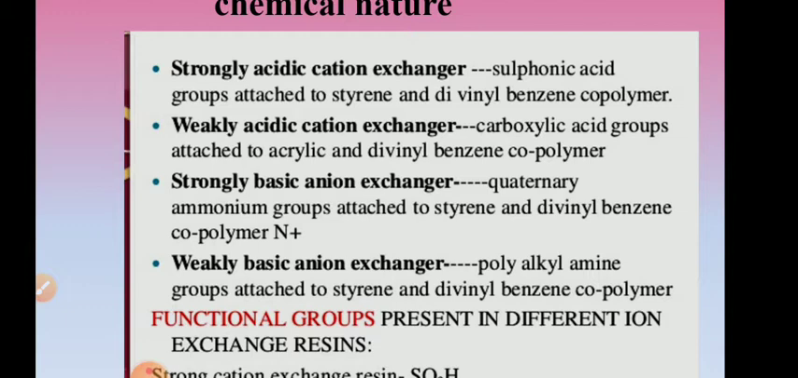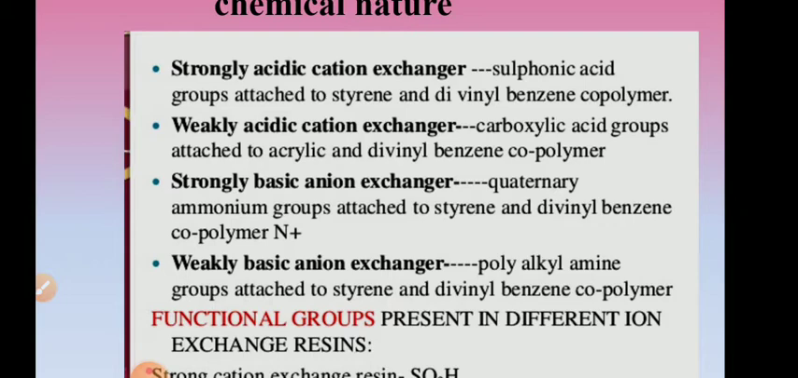Whether they are strongly acidic cation exchangers or weakly acidic cation exchangers, they have different functional groups on them. Strongly acidic cation exchangers generally have sulfonic acid groups which are attached to styrene and divinyl benzene. Two different types of resins can be used: polystyrene and cellulose based resins. Polystyrene and divinyl benzene are mixed and polymerized to get polystyrene.